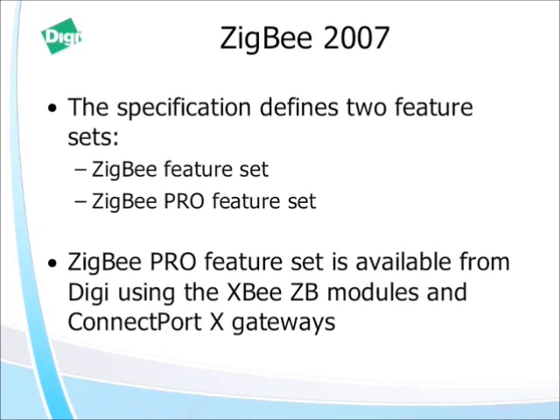There's this new specification that just hit late last year called ZigBee 2007, and I wanted to mention a few things about it. The specification defines two feature sets. There's the ZigBee feature set, which is more or less a continuation of the feature set that the ZigBee Alliance's specification has enjoyed for a few years now. And then there's also the ZigBee Pro feature set. The ZigBee Pro feature set is available from Digi using our XBZB modules and in our ConnectPort X gateways.